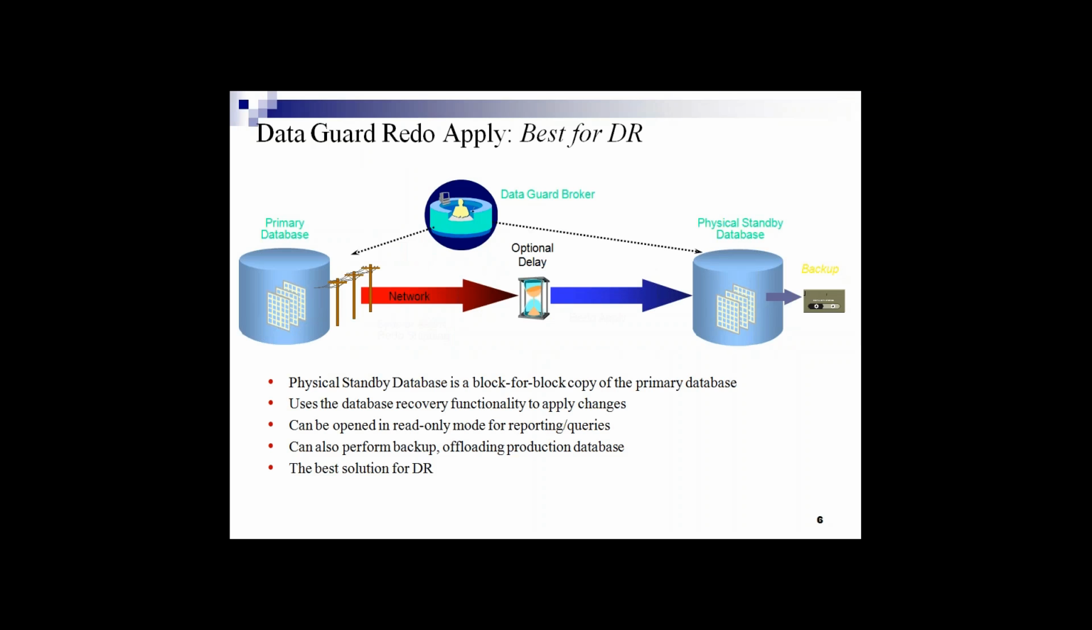Dataguard redo apply for the DR is the best method for disaster recovery. Physical standby database is a block for block copy of the primary database. In simple terms, it's a pure replica of your primary database. It uses the disaster recovery functionality to apply changes, as already mentioned. If any disaster happens, since both the databases are on the same page, we can use the physical standby database for disaster recovery.